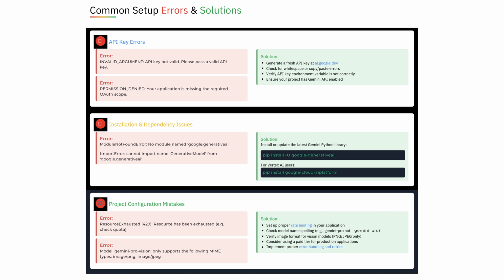And hitting RESOURCE_EXHAUSTED 429? Check your rate limits and consider a paid tier for bigger projects. Using vision models? Make sure your image formats are correct, typically PNG or JPEG only, and double-check the exact model name, like Gemini Pro or Gemini Pro Vision.